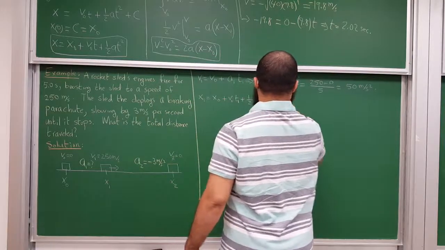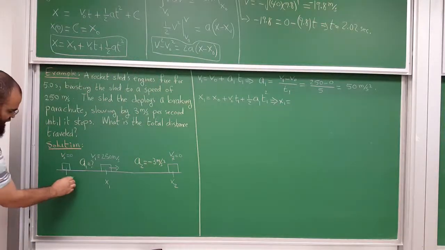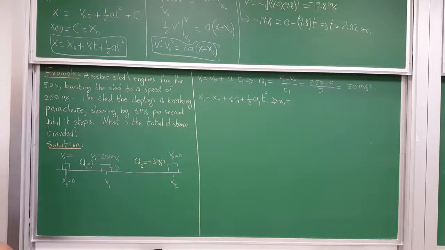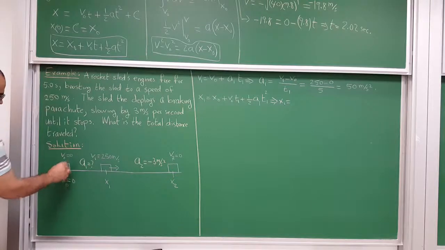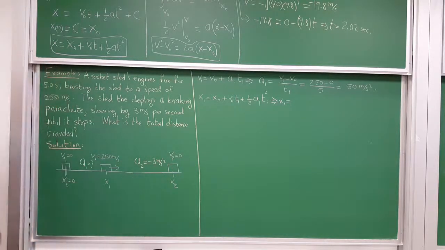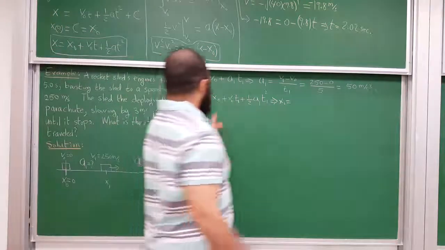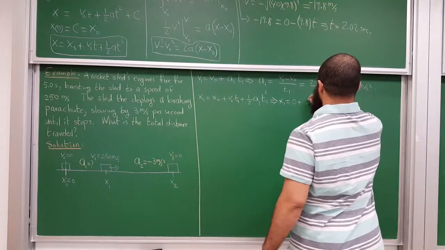So I get x1 is equal to x initial. What's x initial? Well, I can call the starting point to be 0. I'm free to choose the initial point to be the starting point, because I just want how far this is from here. So if I start counting from 0, and this is 100 meters, then it's 100 meters away. So, x initial, I put 0. V initial, it was 0.